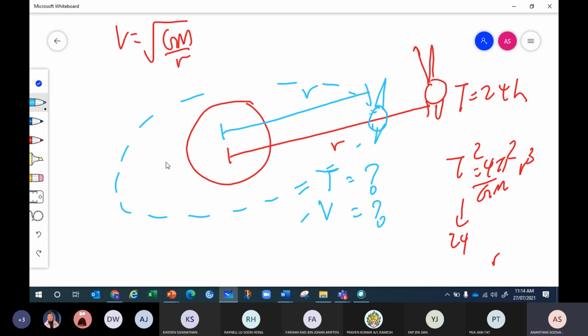Daniel here. Daniel, what do you think? Period will be more? Do you think it is going to be shorter or longer based on this formula? Shorter, because a smaller r will yield a smaller period.